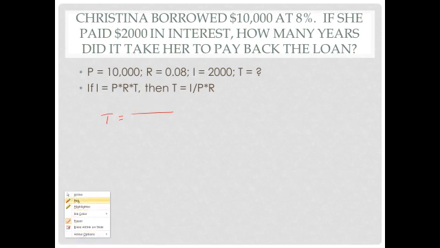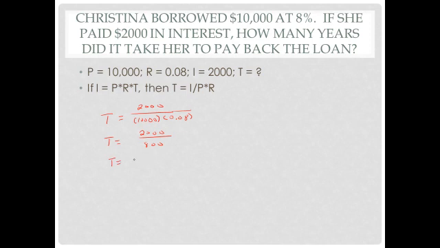Let's try that again. Time equals the interest, which is $2,000, divided by the principal, 10,000, times the rate, 0.08. So the first thing I would do is to multiply the 10,000 times the 0.08. And when we do that, we get 800 there. And then we would do 2,000 divided by 800.